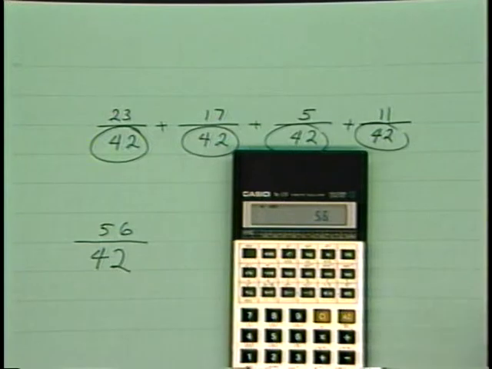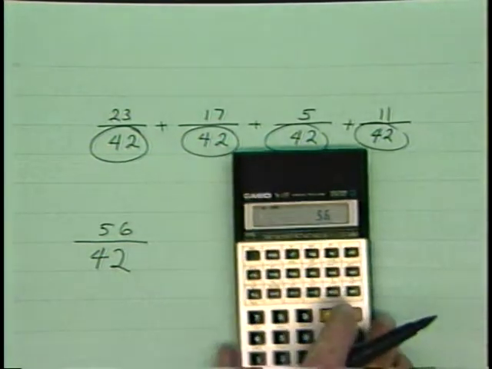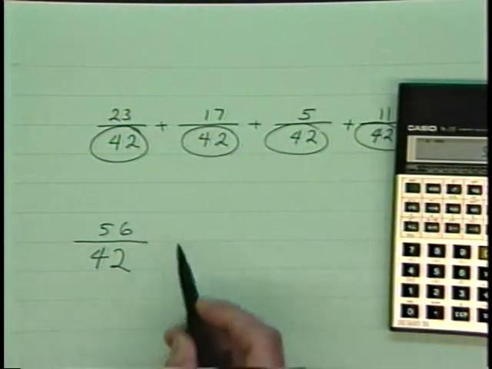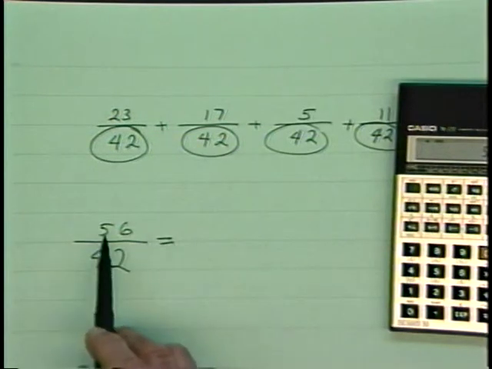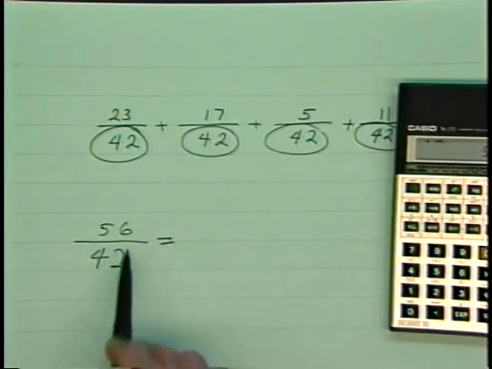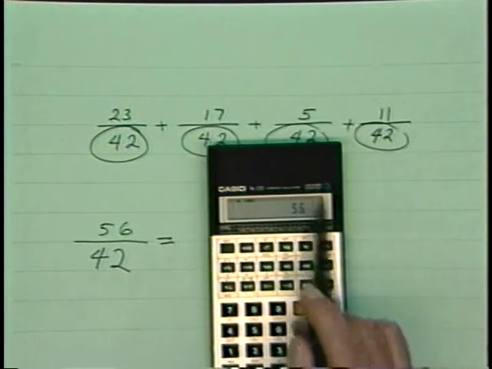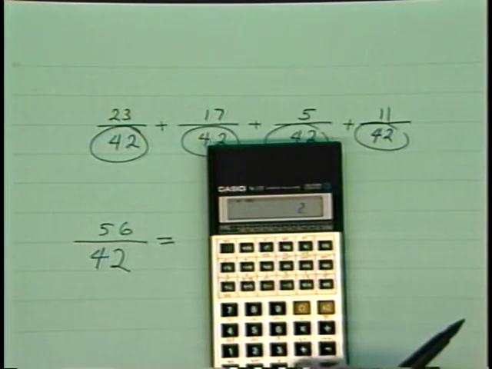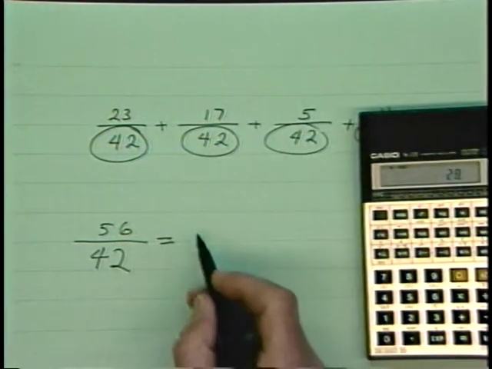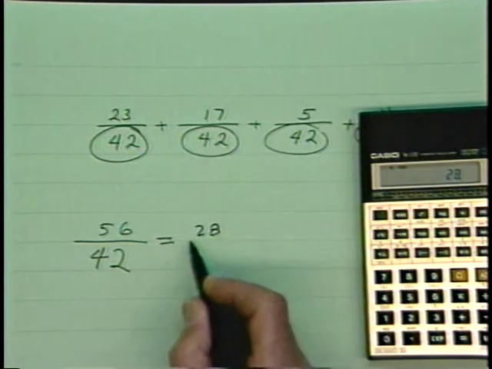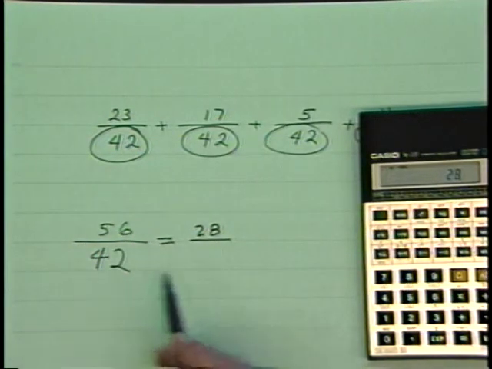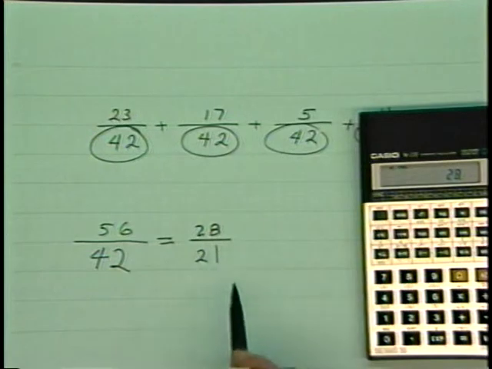And we have that the sum is 56/42. Then we scan it to see if it's reducible. So I can divide top and bottom by 2. 56, divide by 2 by hand or calculator. Then dividing the bottom as well by 2 in this case.